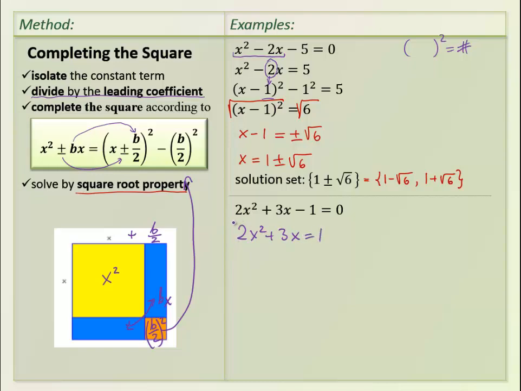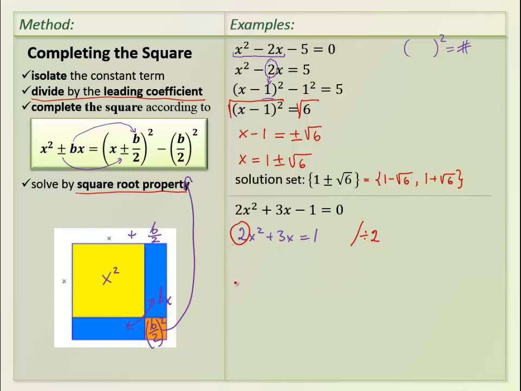And now, since the leading coefficient is more than 1, we're going to divide by the 2. So as before, we are moving the 1 to the other side, resulting in 2x squared plus 3x equals 1. And now, since the leading coefficient is more than 1, we are going to divide by it. So divide by 2. Even though we end up with some fractions, don't worry about it.